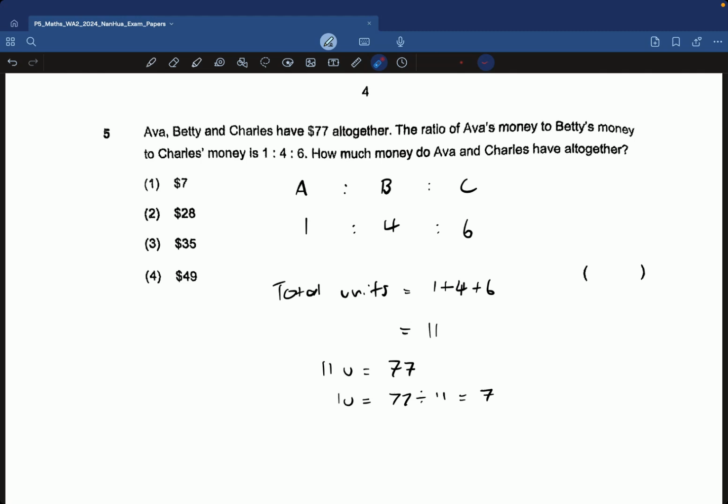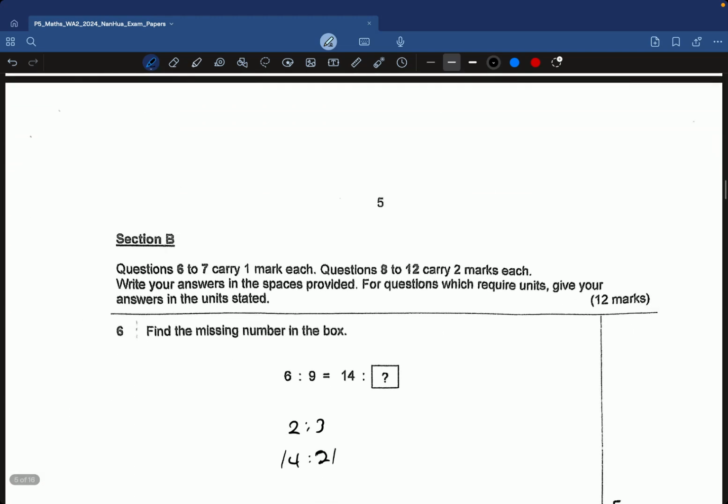So now we want to know how much Ava and Charles have together. So A plus C is equal to 1 plus 6, 7 units, right? Ava and Charles is A and C. So 7 units is equal to 7 times 7, and this will be $49. And option 4 is the correct answer. Let's move on to question 6.